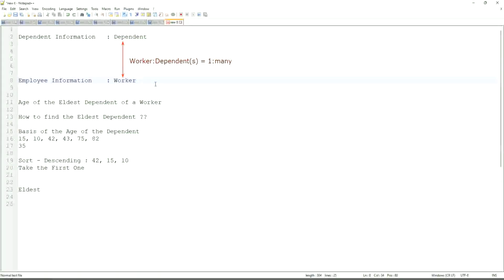But does the worker business object have the information about the dependent's age? The answer is no. That is why we are going to use a combination of calculated fields that is called extract single instance and lookup related value. This is the most common calculated field function that people will ask you in your interviews.